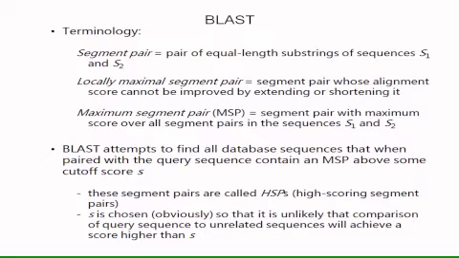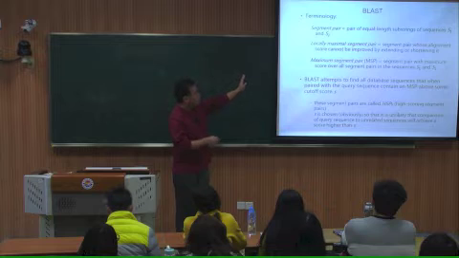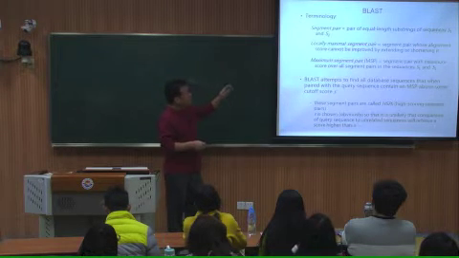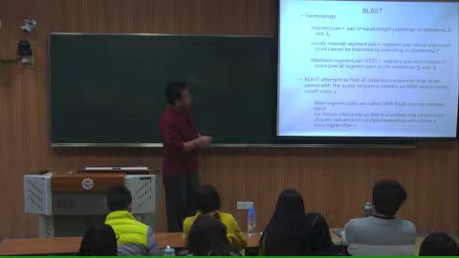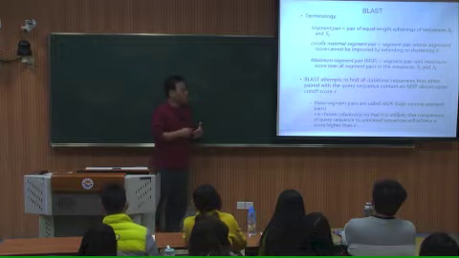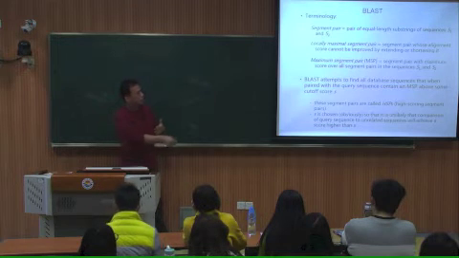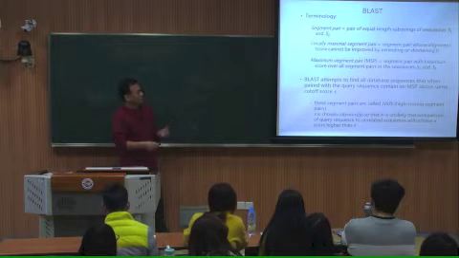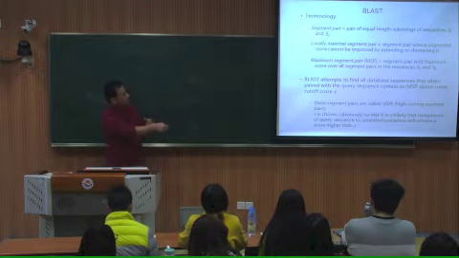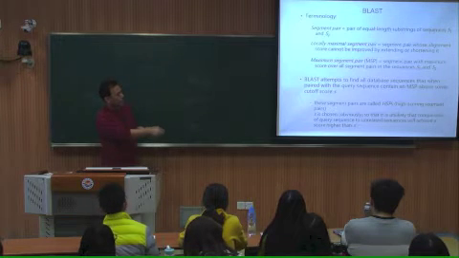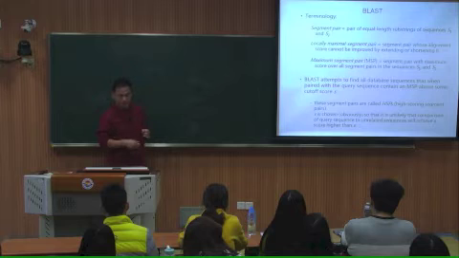So there's a few terminologies. I'm going to go through these. Don't worry if you don't understand all of them. We're going to show you more details. Okay. So for doing BLAST, it will find segment pairs. A segment pair is a pair of equal length substrings of sequence 1 and sequence 2. So for example, sequence 1 is from the query sequence. Sequence 2 is from the database. So the segment pair is part of the comparison between these two sequences.